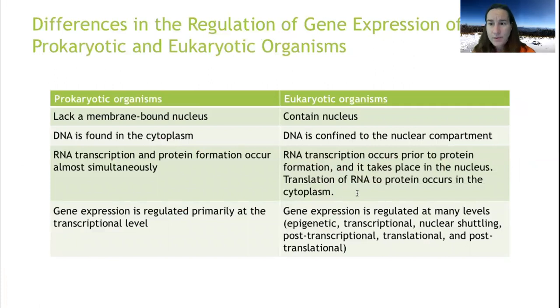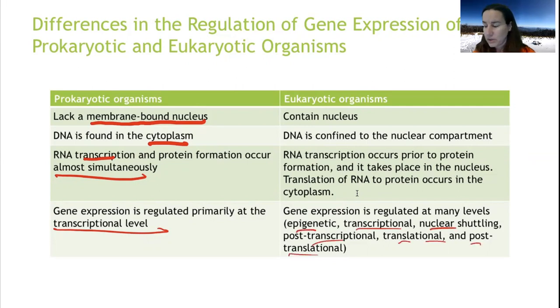Table form, comparing prokaryotes to eukaryotes. Again, no membrane-bound nucleus in a prokaryote, just a nucleoid. DNA is hanging out in the cytoplasm, not in the nucleus. Transcription and translation are almost simultaneous, and prokaryotes can pretty much only regulate their gene expression at the transcriptional level, versus all the other places for eukaryotes: epigenetic, transcription, and so on, all the places that eukaryotes can regulate expression, and we're going to get to those.